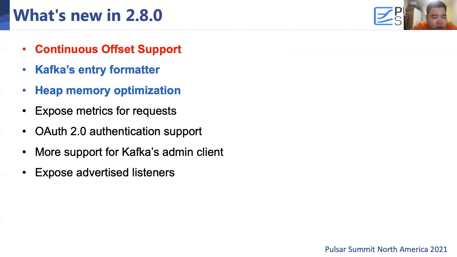Besides this, KOP also exposes metrics for all Kafka requests, so we can see request latency and other metrics. From 2.8.0, KOP supports OAuth2 authentication and has more support for Kafka's admin client, like create topics, describe groups, and delete topics. KOP also exposes the advertised listeners, which is convenient for some third-party proxies like the Envoy Kafka filter.